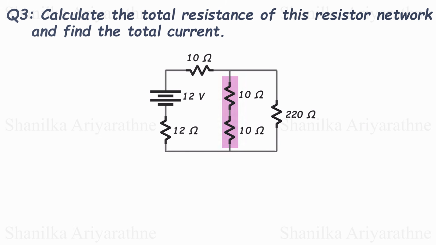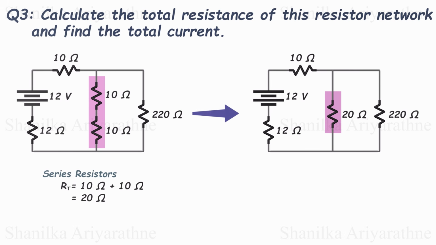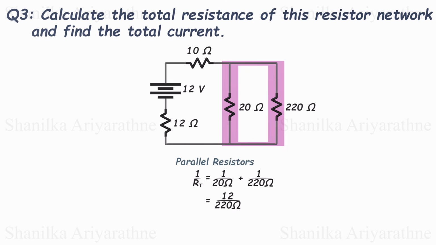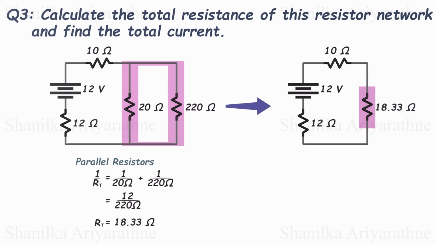Next, I'm going to solve these 2 resistors which are connected in series. The total resistance for these 2 series resistors is 20 ohms. We can replace these 2 resistors with a single resistor of 20 ohms. Now there are no series resistors, but here we can see these 2 resistors are connected in parallel. So let's solve those. The total resistance is 18.33 ohms. Let's replace these parallel resistors with a single resistor.